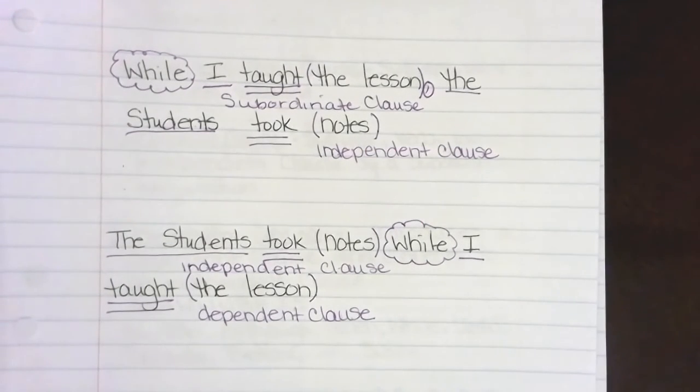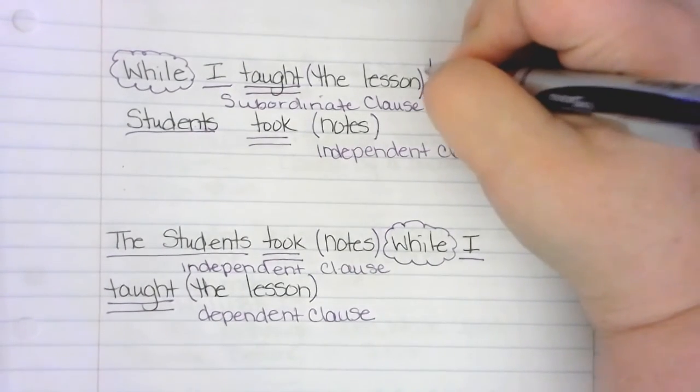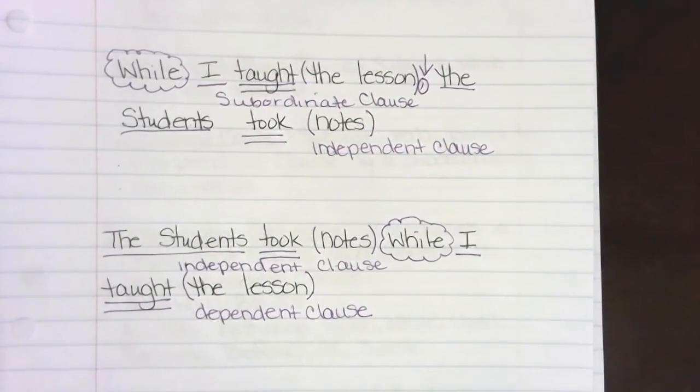In sentences where the subordinate clause comes first, it's necessary to have a comma to signal the beginning of a new thought. In sentences where the subordinating clause comes second, it is not necessary to have a comma to signal the new thought because the subordinating conjunction serves this purpose. I hope this helps you with writing and identifying correctly written complex sentences.